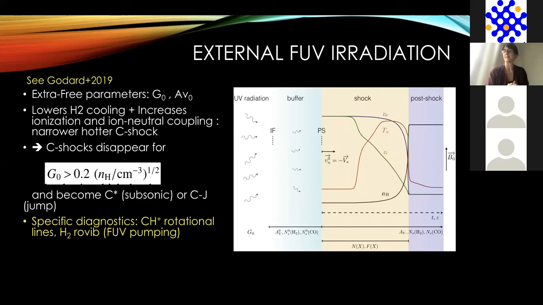And eventually the viscous neutral-neutral collisions are going to become dominant over the ion-neutral collisions, and you're going to get a J shock, a viscous J-shock discontinuity. So what Benjamin found was that C shocks essentially disappear above a certain G naught, and they become CJ again. They become a hybrid. And there are some specific diagnostics of these irradiated shocks, for example, CH+, rovibrational H2. It's important if you want to model shocks in irradiated environments, like the diffuse gas at galactic scale, for example, where, you know, not dense dark clouds where the AV is very large, but regions that are less protected.